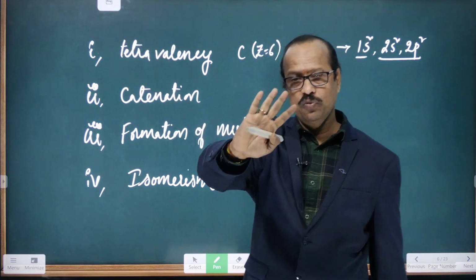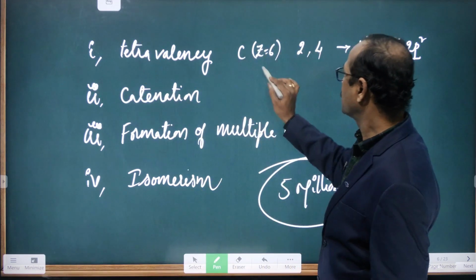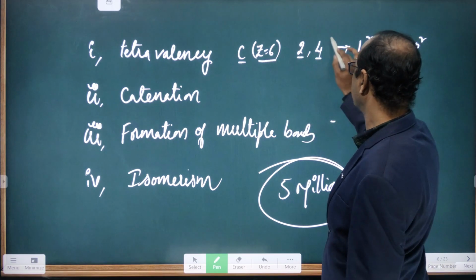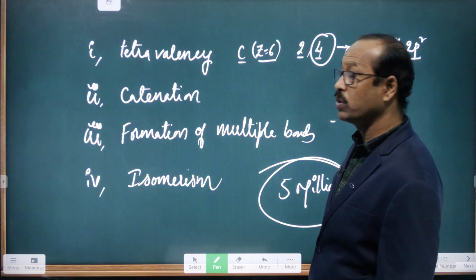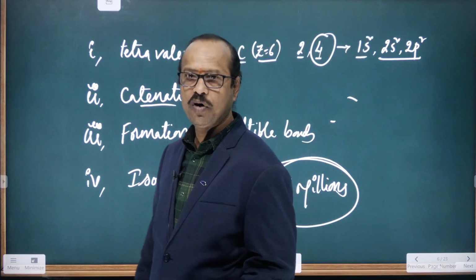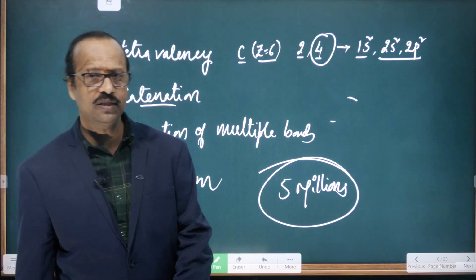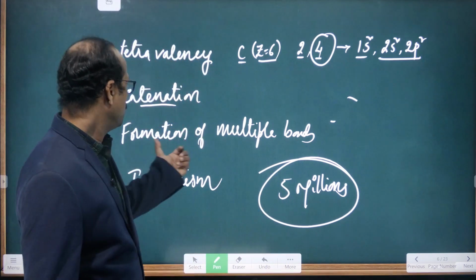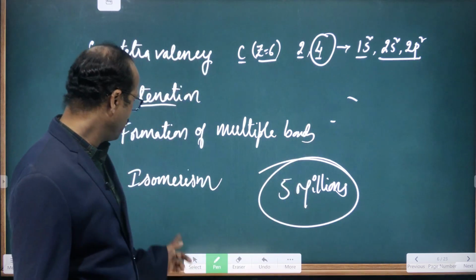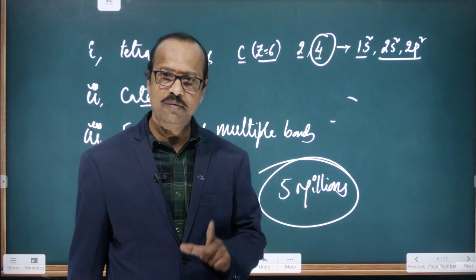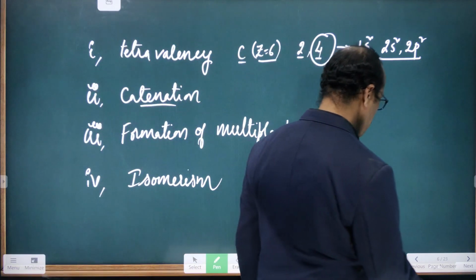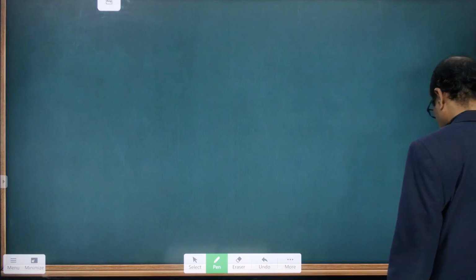Tetravalency means it has 4 electrons in its valence shell. For example, carbon has atomic number 6 and electronic configuration 2,4, meaning 4 electrons in the outermost shell. Catenation is the self-linkage among identical atoms to form long chains. Formation of multiple bonds: carbon can form single, double, and triple bonds. Isomerism: compounds having the same molecular formula but different structures are called isomers. So that is about organic compounds.